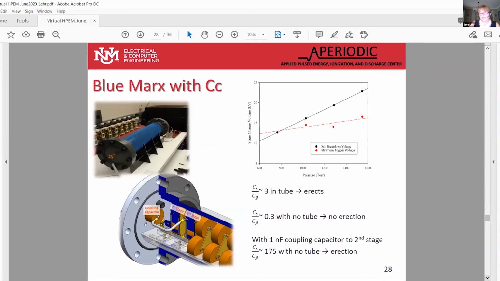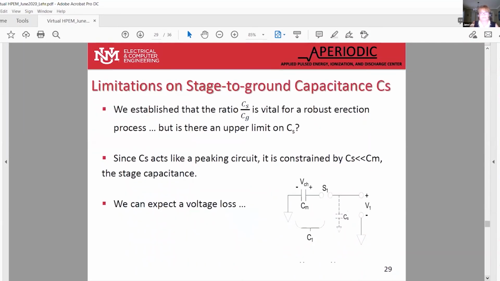And this was fairly easy, but that only happened because of the parameters that we were interested in. Our limitation on the stage to ground capacitor is that, well, we know we can make it kind of small. What if we want to make it big? Is bigger better? Is bigger always better? It turns out that when we look at even just the one stage, because this is a peaking circuit, we already know that a peaking circuit is inefficient.